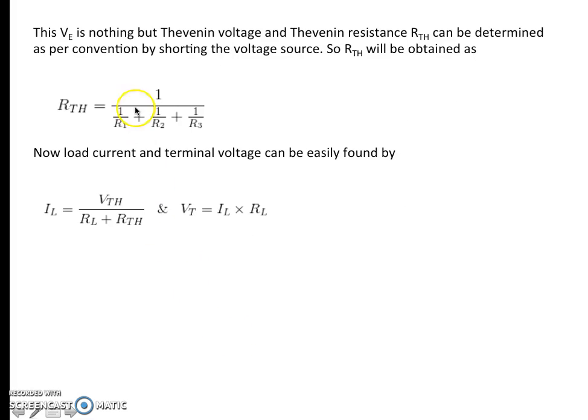Now this V is nothing but the Thevenin's voltage, and Thevenin's resistance RTH can be determined as per the convention by shorting the voltage sources. So RTH will be obtained, as has already been discussed, as the reciprocal of 1 by R1 plus 1 by R2 plus 1 by R3. The load current and terminal voltage can be easily found out: IL is VTH by RL plus RTH, and Vt is equal to IL into RL.